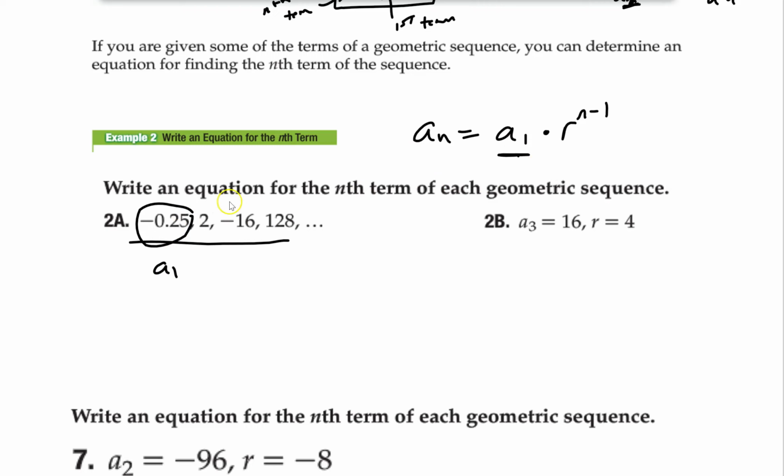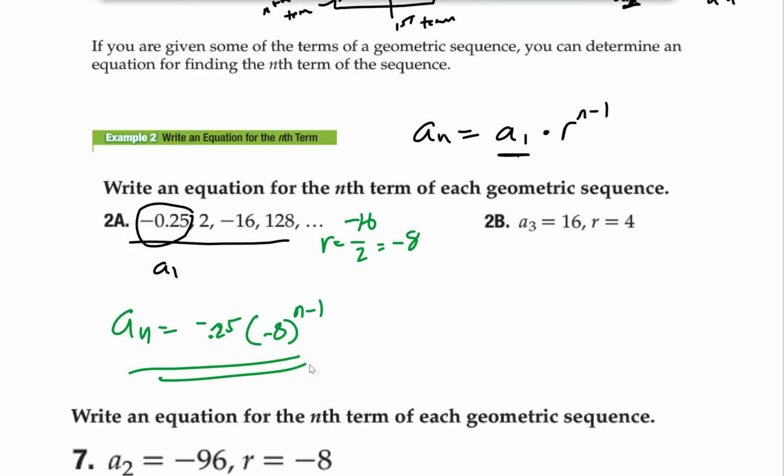Now that's kind of tough. So you could use any term over the one before it. In this case, I'm going to use this one over that one. So I'm going to do negative 16 over 2, and that's negative 8. So my R is negative 8. You're multiplying by negative 8 every single time. So my formula is going to be AN equals A1, which is negative 0.25, times R, which is negative 8, to the n minus 1. That's it.